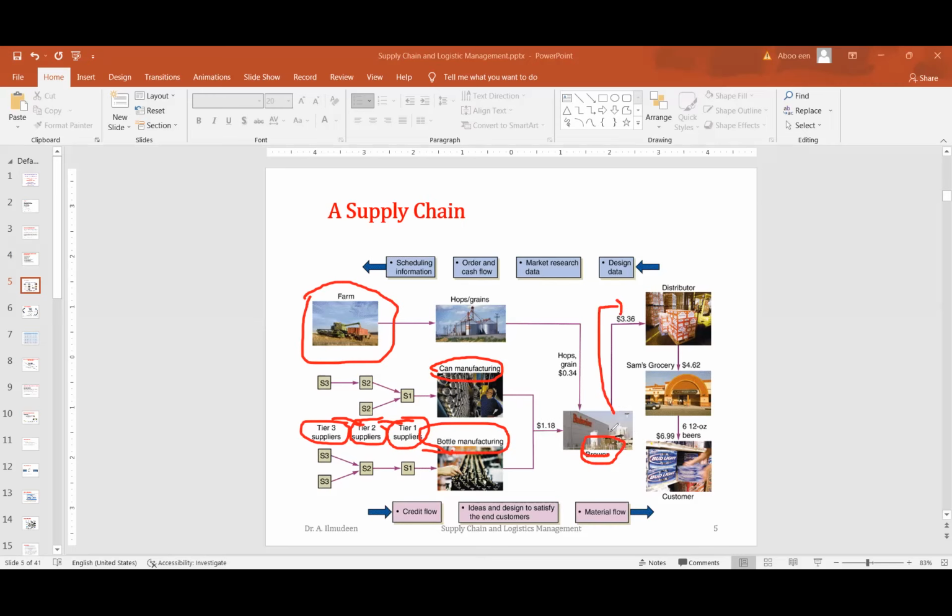Through these distributors, they are distributing the finished goods, and distributors are sending these finished goods to the grocery shop, and finally the customers are getting the finished good from the grocery shop. And in this process, you see there are various flows, like credit flows, I mean the fund flow, and ideas are designed to satisfy the end customers. There is the product designing process for bottle manufacturing, can manufacturing, some other manufacturing, and the materials flow. You see the finished goods are transferred to the end users through these distributors.